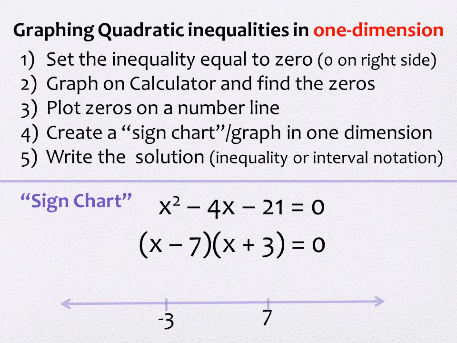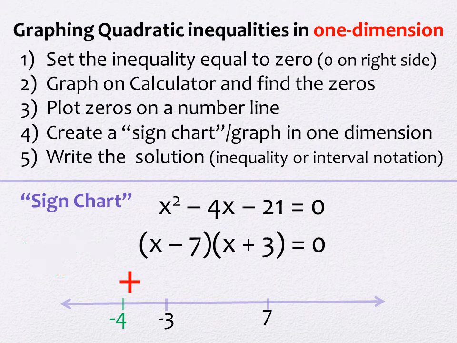Now, when you're creating a sign chart, you're picking values in between these intervals and plugging it into our function. And really what you're seeing is if it's positive or negative. So for example, if I pick a value less than negative 3, like negative 4, and if I were to sub that into my function, for example, subbing it into the factored form, I get negative 4 minus 7, which is negative 11, times a negative 1. The important thing is that it yields a positive value. So for example, any number that we plug in less than negative 3 will in this case yield a positive value. So we put a plus sign.